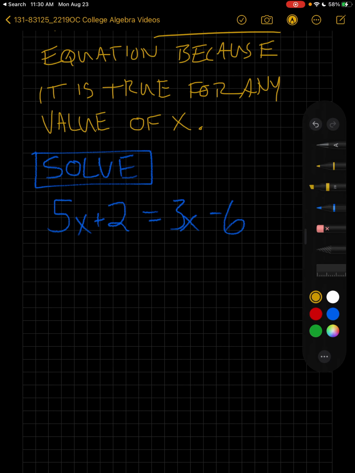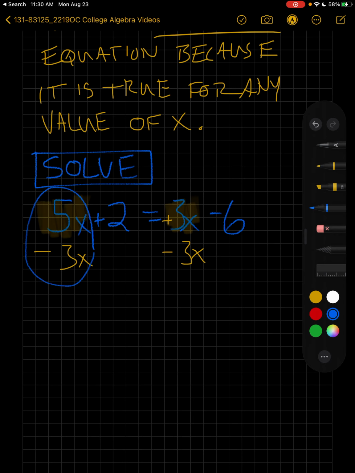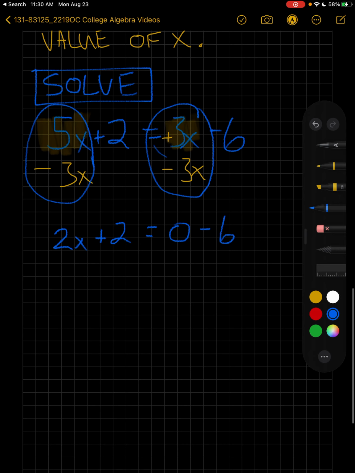I'm going to start off by targeting my variable term. I see that I have a 3x here, a positive 3x. So the opposite of positive is negative. So to undo this positive 3x, I'm going to subtract 3x from each side. On the left-hand side, when I subtract 5x and 3x, I'm left with 2x plus 2. And here, when I take positive 3x and I add negative 3x, I get 0 minus 6. And I have 2x plus 2, and I can simplify 0 minus 6 and say negative 6.